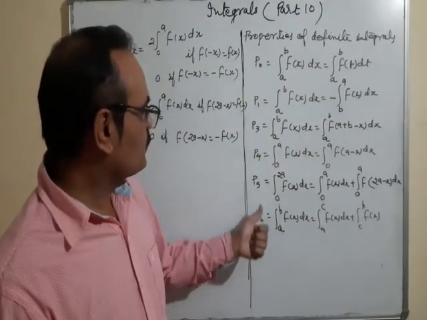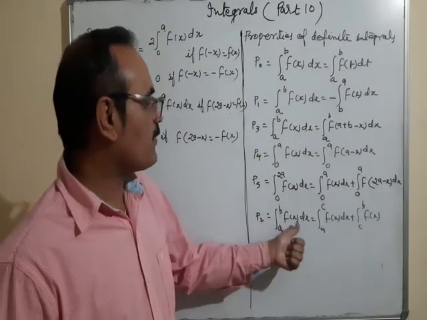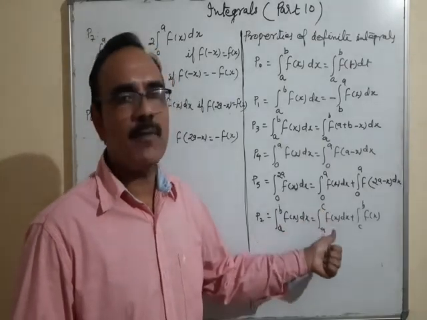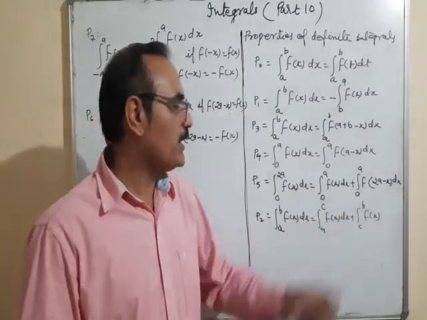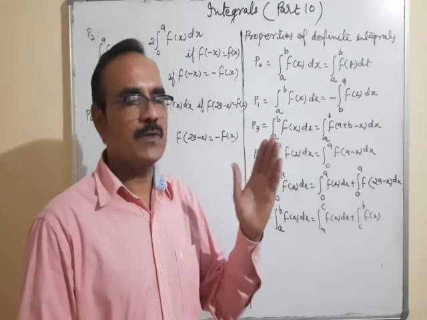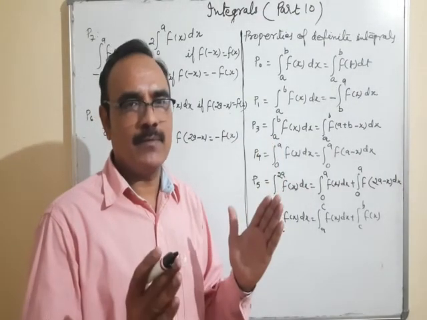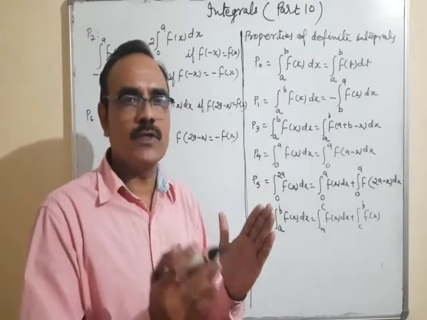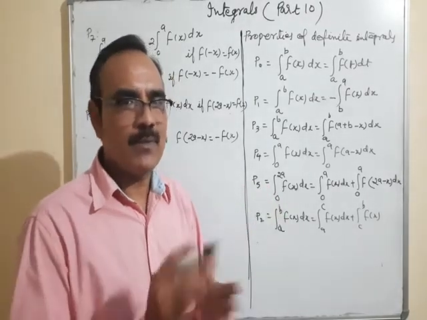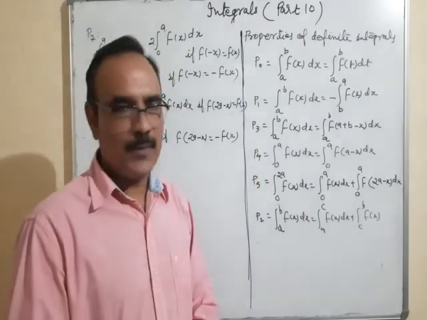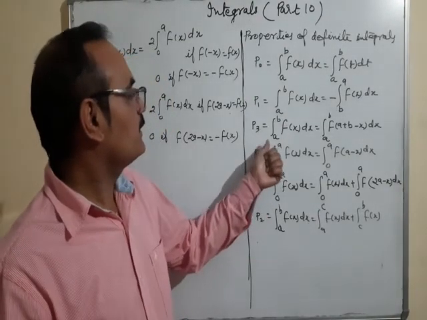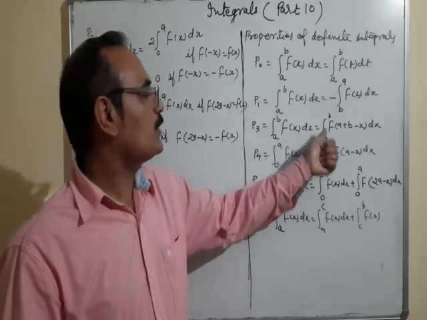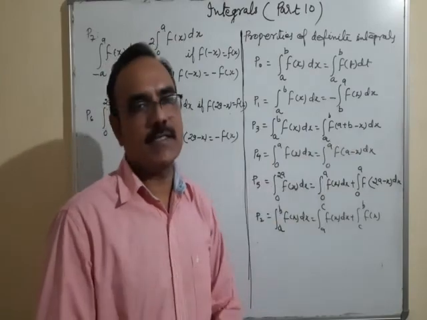Next is P2: the integral from A to B of f of x dx is equal to the integral from A to C of f of x dx plus the integral from C to B of f of x dx. That means suppose we are talking about the limit 1 to 5, so 1 to 4, 4 to 5. We can write 1 to 2, 2 to 3, 3 to 4, 4 to 5, and the sum will be equal. I already proved it. P3: the integral from A to B of f of x dx is equal to the integral from A to B of f of A plus B minus x dx.